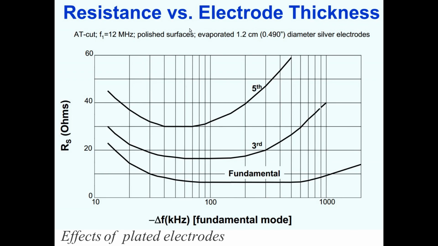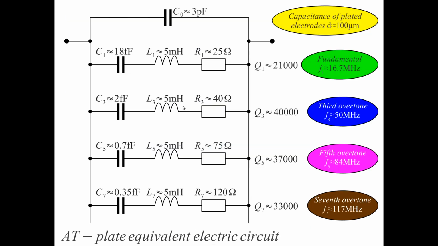So what is the effect of the electrodes? If the electrodes are too thin, then they have quite a substantial metal resistance, and the metal resistance degrades the Q and increases the equivalent series resistance. This resistance is increased with very thin electrodes because of the electrode resistance.